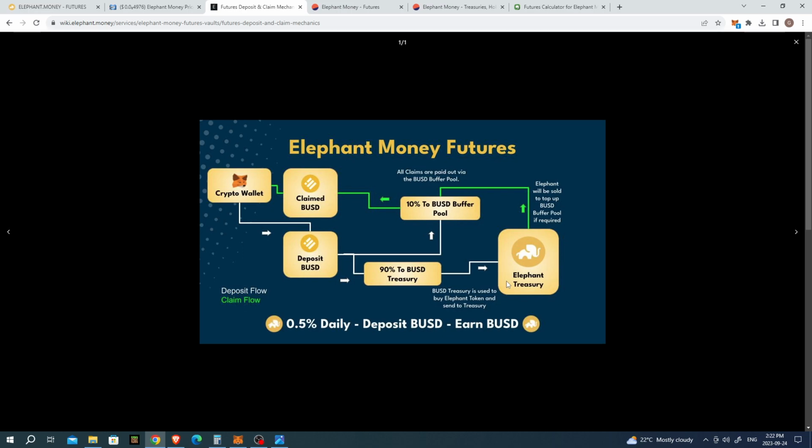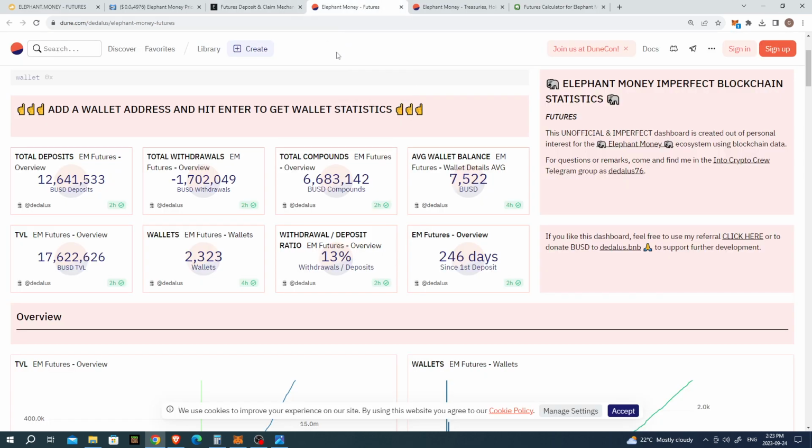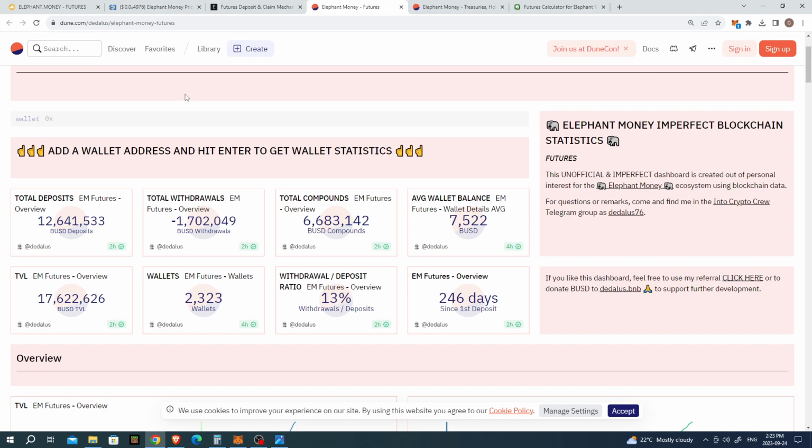So, if it has to, it'll replenish that pool if necessary. Currently, the need for that hasn't been happening. So what's going on with the futures wallet here that we get into? The total money that's in there is $12 million, and they've withdrawn just over $1.7 million. So that's kind of what they've paid out.